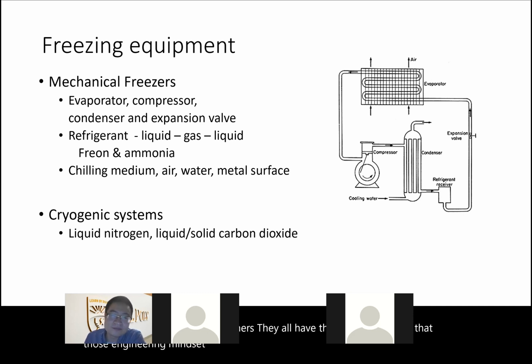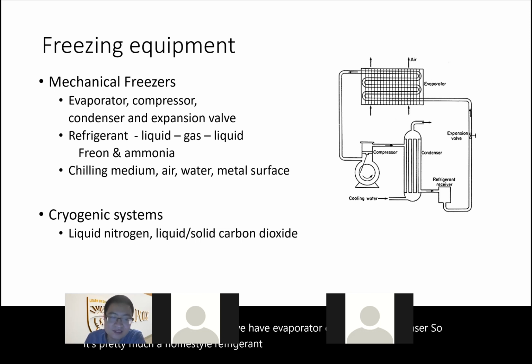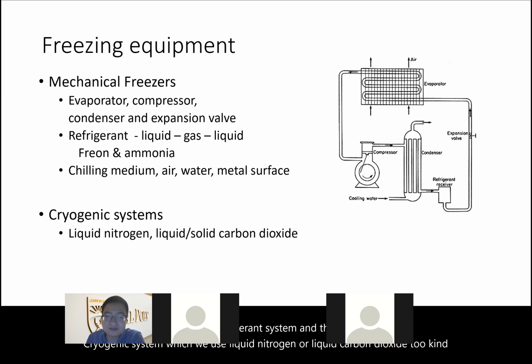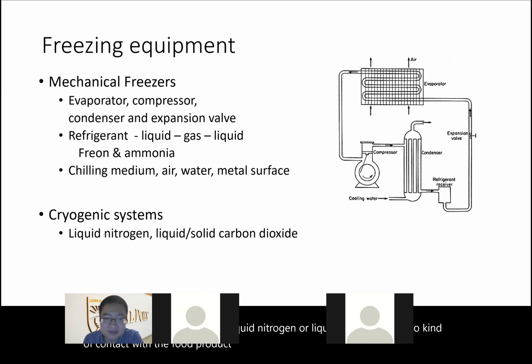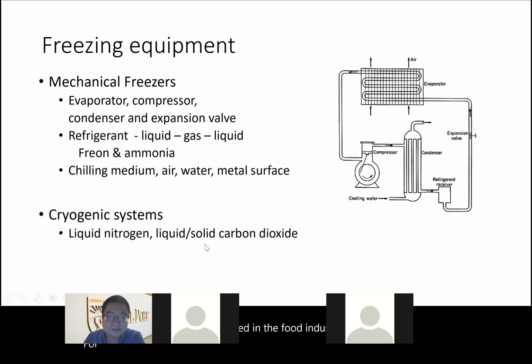So the freezing equipment, like we discussed in the refrigeration last class, has two categories. The first one is the mechanical freezer, which has an evaporator, compressor, and condenser, pretty much like a home-style refrigerant system. The second is a cryogenic system, which uses liquid nitrogen or liquid carbon dioxide in direct contact with the food product, so that the food is cooled down immediately. Because it's hard to get liquid nitrogen or liquid carbon dioxide, it's more commonly used in the food industry for rapid cooling, right?